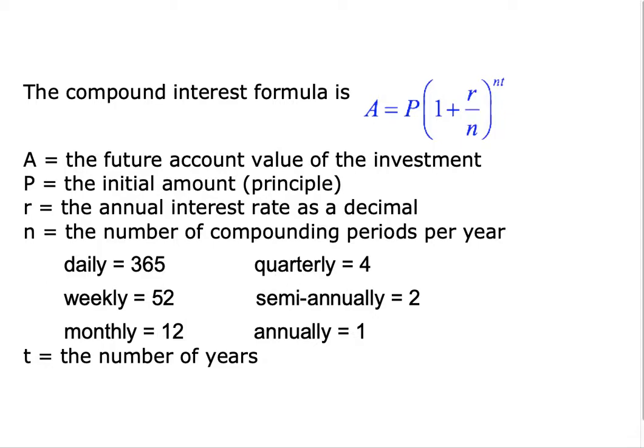Weekly, there's 52 weeks in a year, so 52 would go in for your N. Monthly, there's 12 months in a year, so 12 would go in for your N. Quarterly, there's 4 quarters in a year, so 4 would go in for the N, or I can think 4 quarters in $1. Semi-annually, that's 2 times a year, so 2 would go in for the N, and annually is just 1 time a year. And then T there equals the number of years.